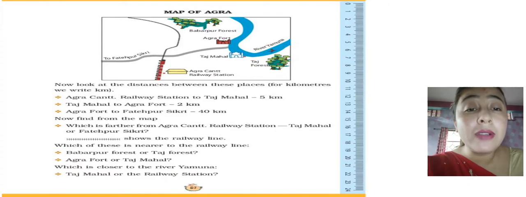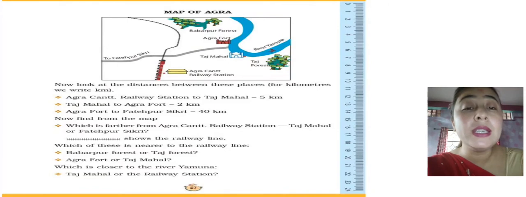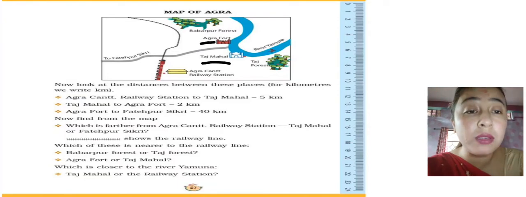So Agra Cant railway station to Taj Mahal is 5 km. Taj Mahal to Agra Fort is 2 kilometer. Agra Fort to Fatehpur Sikri. You can see Agra Cant is here. Yes, Agra Cant railway station. It is just 5 kilometer. And Taj Mahal to Agra Fort, it is 2 kilometer only.